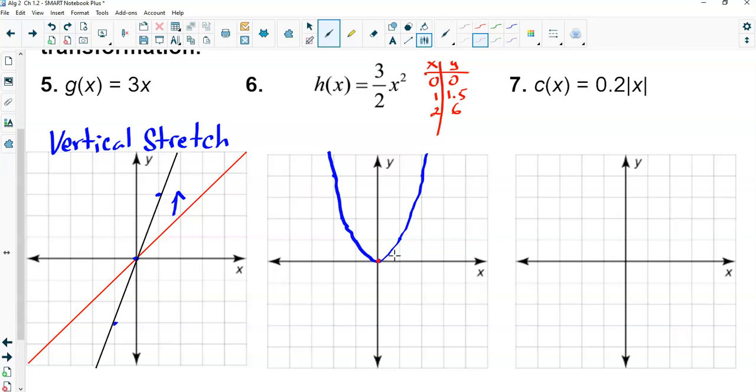So let's plot this point. At 1 it is 1.5, so it should be right there. And at 2, it should be 6, so it should be up here. Now that I know that, I could put a point here. Notice the same distance right there, and then here is the same distance, so it would be about there. Now I could draw it.